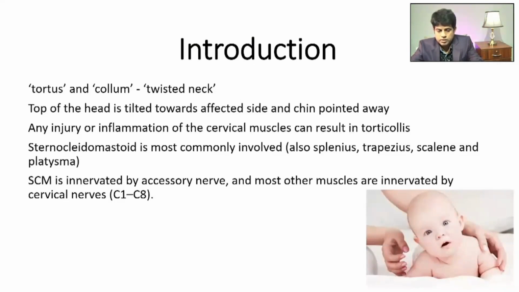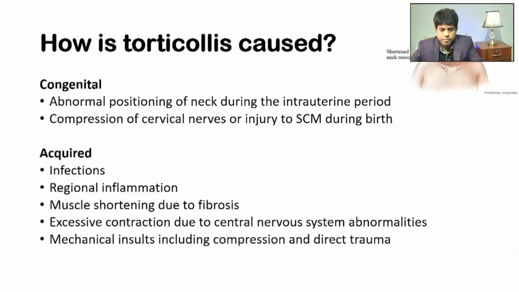The most common muscle, as you all know, is the sternocleidomastoid. However, other neck muscles like splenius, trapezius, scalene and platysma also can get involved. The sternocleidomastoid muscle is innervated by the accessory nerve, which is the 11th cranial nerve, whereas most of the other neck muscles are innervated by the cervical nerves, involving the cervical nerve roots C1 to C8.